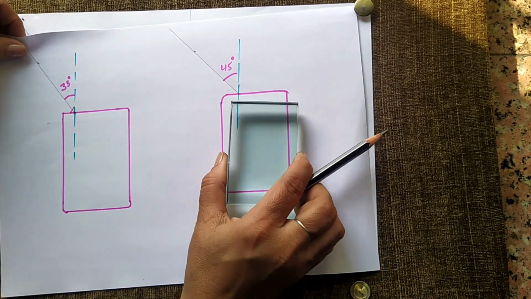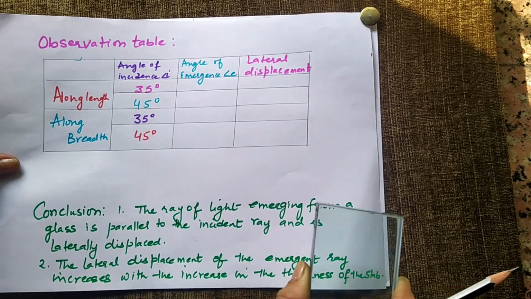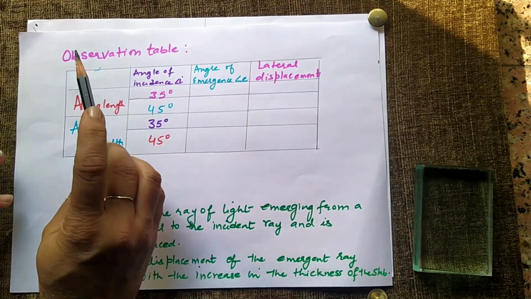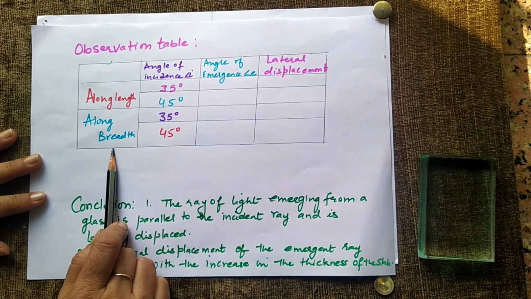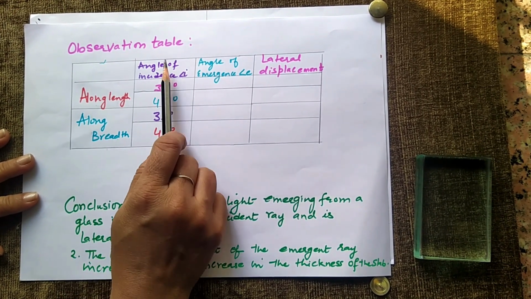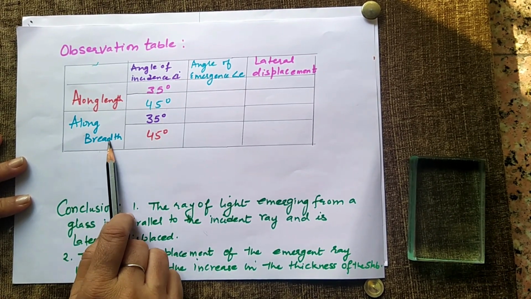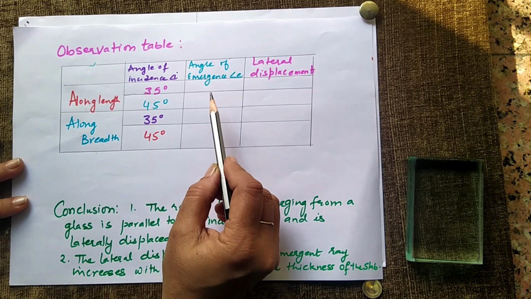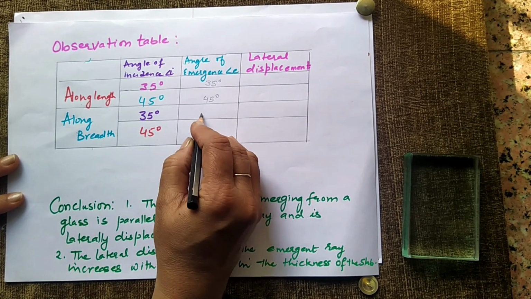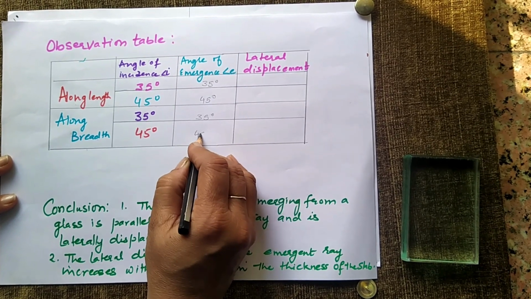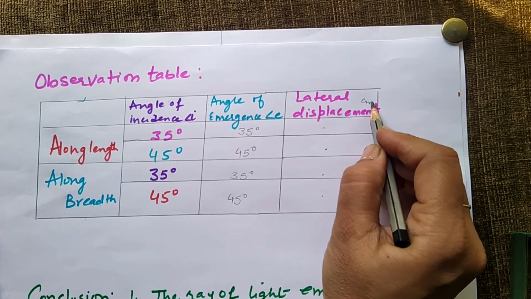Now after doing this part, we have to enter the values of our results in this reading table, which is called the observation table. I am taking along length and along breadth. These are 2 different parameters. Angle of incidence at first along length 35 and 45, along breadth 35 and 45. Now the angle of emergence should come out to be 35 and 45, here also 35 and 45. Whatever lateral displacement I have, I will record it here in centimeters.